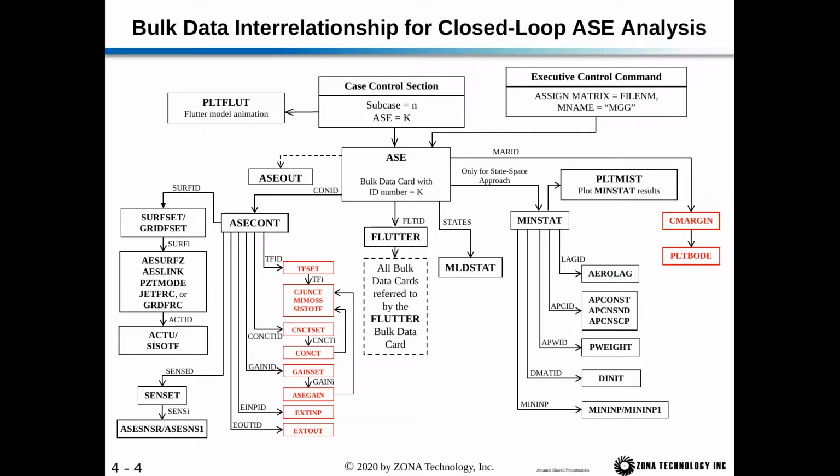Next, we'll look at the bulk data interrelationship for the closed loop ASE analysis. So once again, we have the ASE card, and the additional cards come into play here through the ASE controller bulk data card, where we define the control system elements here through the TFID field, the CONCT ID, and the gain ID fields. Additionally, the CMARGIN and PLTBODE cards can refer to the ASE card to have additional output from ZAERO.